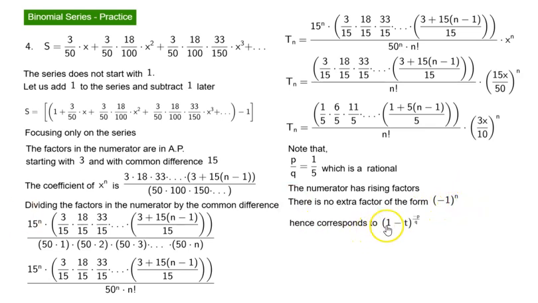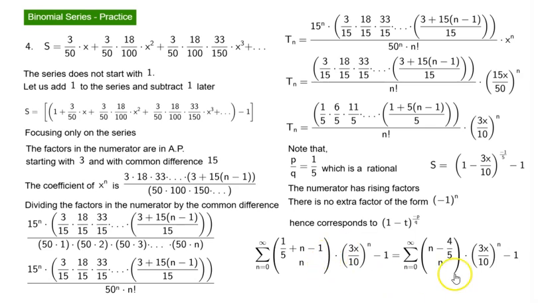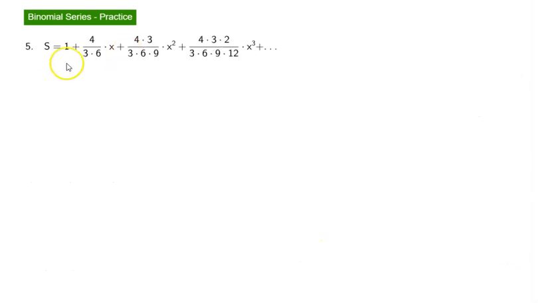So hence it corresponds to 1 minus t to the power of minus p by q. So we have s is equal to 1 minus 3x by 10 to the power of minus 1 by 5, minus 1. And the compressed form is this. Now let's look at the fifth sum.